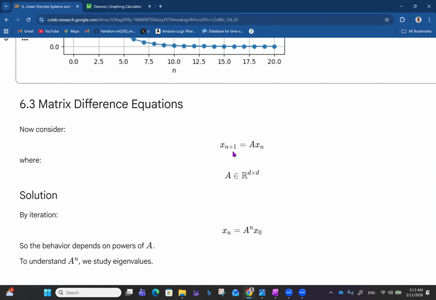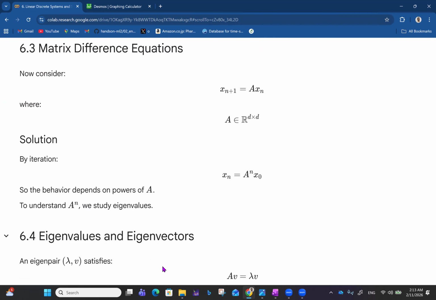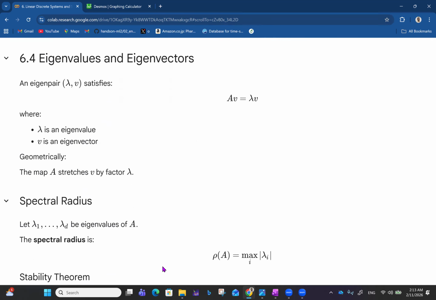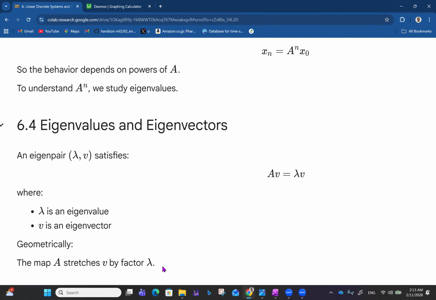So if you consider x_{n+1} equals A x_n, where A is a d by d real matrix. The solution by iteration, like we saw already, is x_n equals A^n x_0. This is a matrix now, so the behavior depends on the powers of A. This power of A determines what happens to this system at the end of the day. So to understand A^n, we have to study the eigenvalues, in this case eigenvalues and eigenvectors.